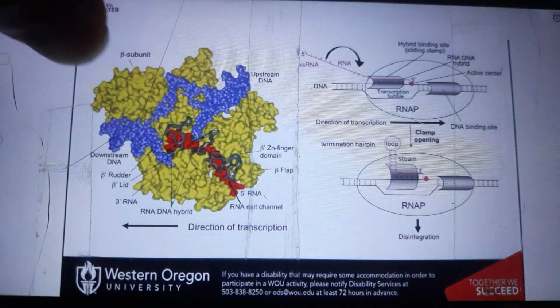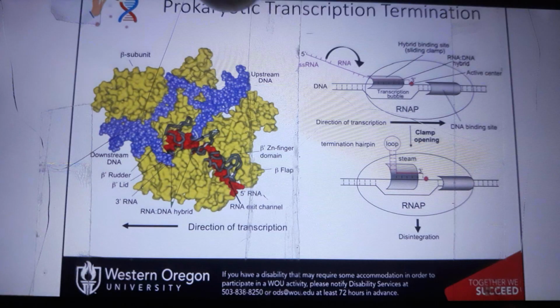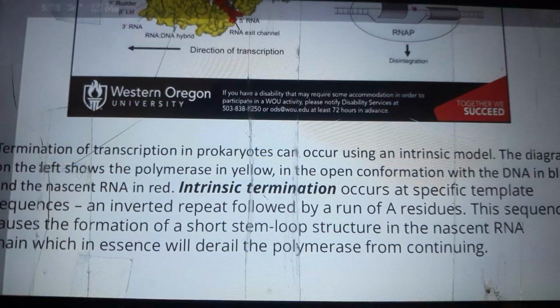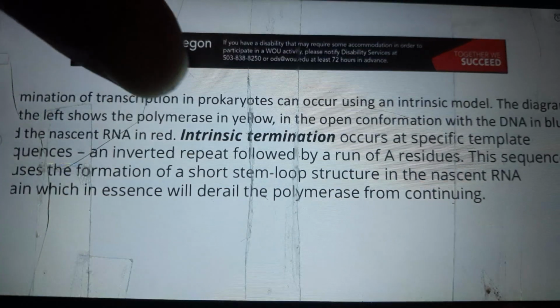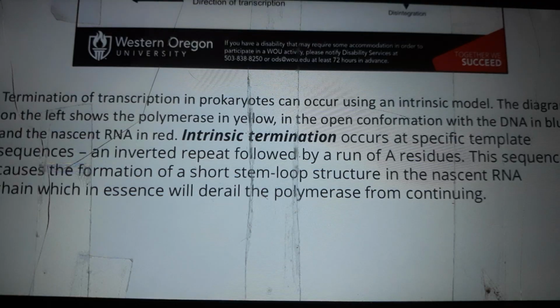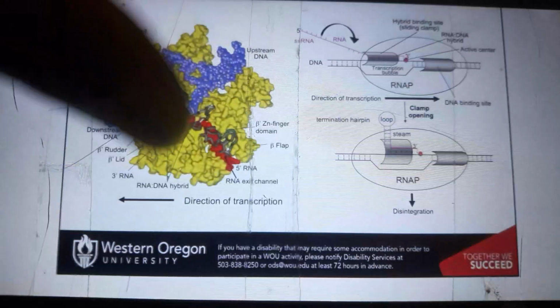The DNA is in blue, the RNA exits, and the nascent RNA is in red, while the polymerase is yellow.